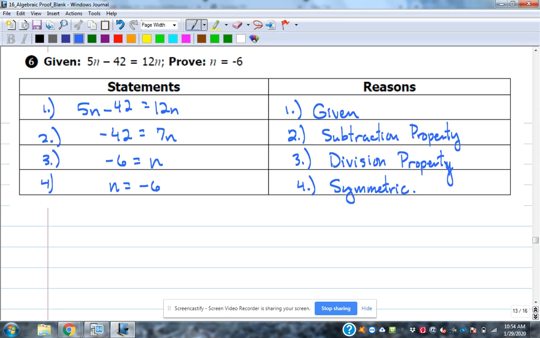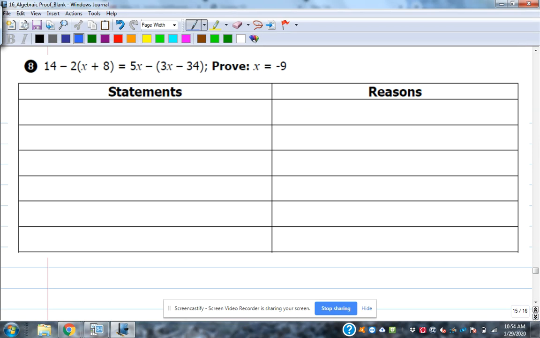Questions about those so far? Let's do number 8, because it looks like a lot of fun. Oh my God. 14 minus 2. It's a 7th grade problem. The first one's going to be given.